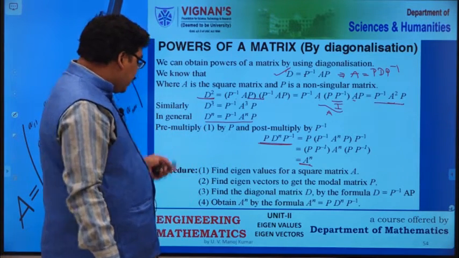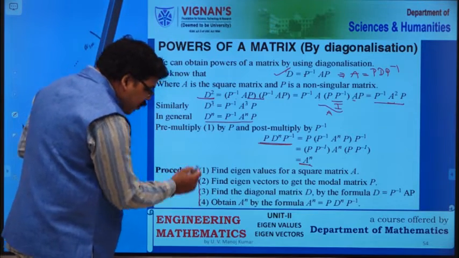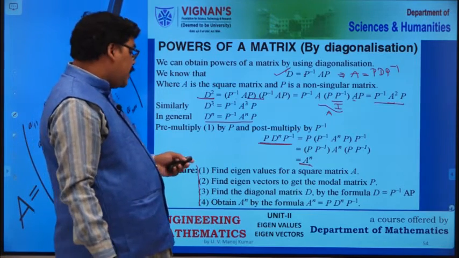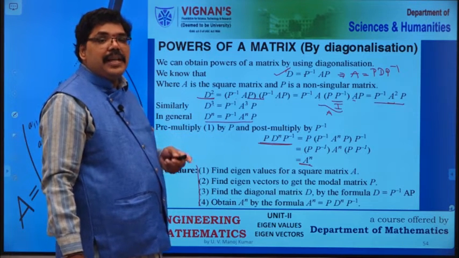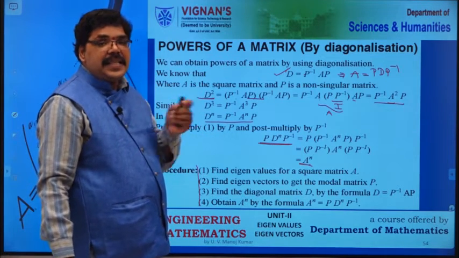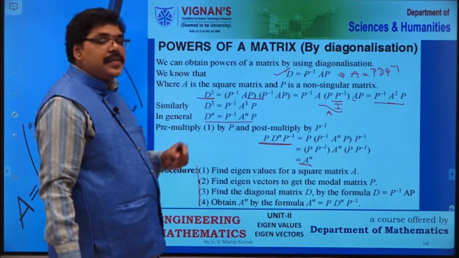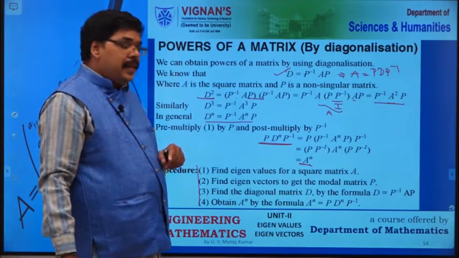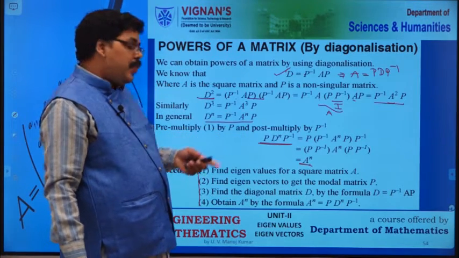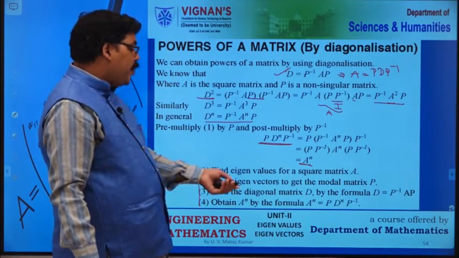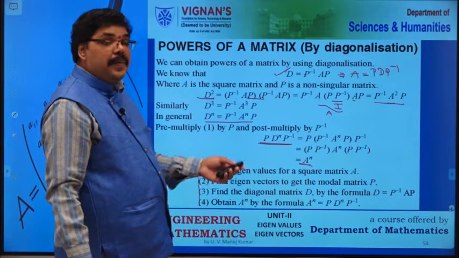Okay. So there is a stepwise procedure here. Find eigenvalues. Why are you finding eigenvalues? Eigenvalues will be written as D. Find eigenvectors. Write them as P. After finding D and P, use the relation D equals P inverse AP, and obtain A power n by the formula P D power n P inverse.